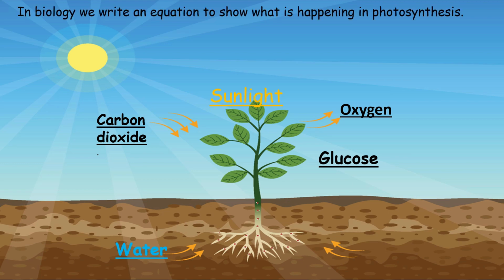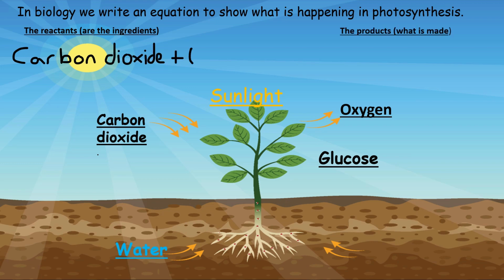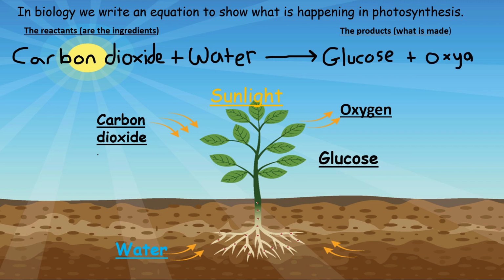In biology, we write an equation to show what is happening in photosynthesis. At the start of the equation, we write down the reactants. These are the ingredients. So it's carbon dioxide plus water, and this makes products. We draw an arrow to show that. What are the products? Well, they are glucose and the waste gas oxygen. What about the sunlight? Isn't that an ingredient? Well, we write light on top of the arrow. Sunlight is not made of physical matter, so it's not an ingredient or a product, but it's the energy needed for the reaction to happen.